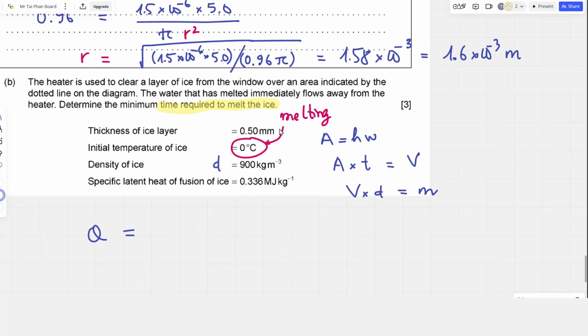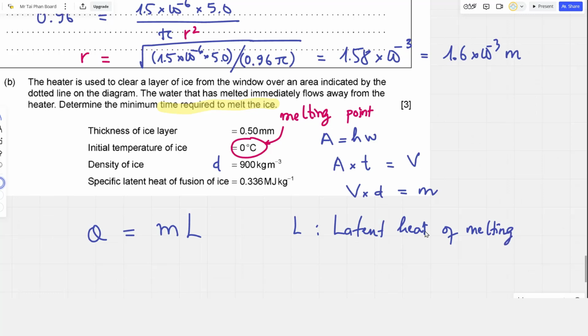Dùng cái formula là MC delta T. Nhưng mà bài này nó đã có temperature chính là melting point rồi, cho nên là không cần dùng MC delta T, dùng là ML luôn nhé. L này là latent heat of melting. Tức là the amount of energy needed to melt 1 kg of a substance, in this case the ice, okay? Of melting.